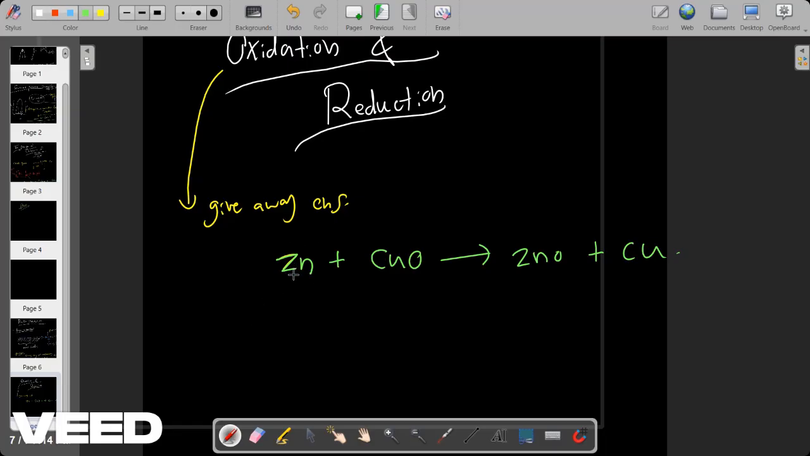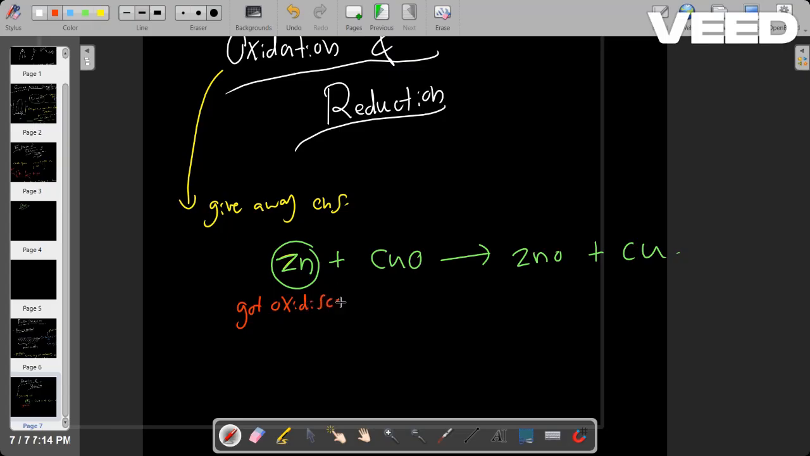Zinc got oxidized, right? Why is it oxidized? Because it's the most reactive element. Since it's the most reactive element, it is getting oxidized.